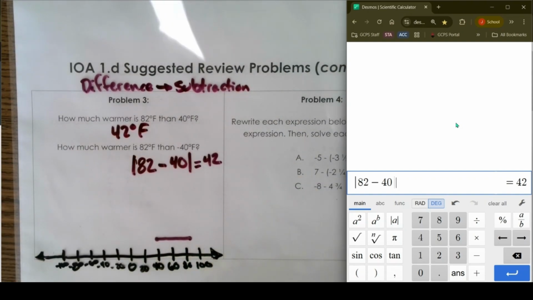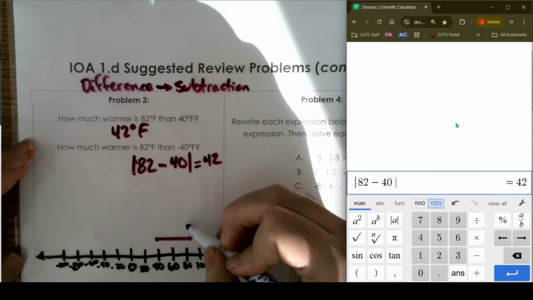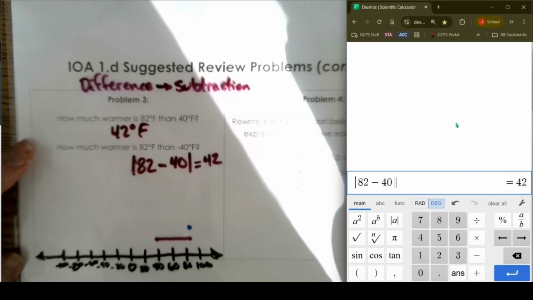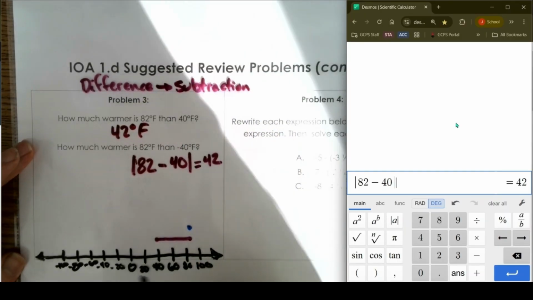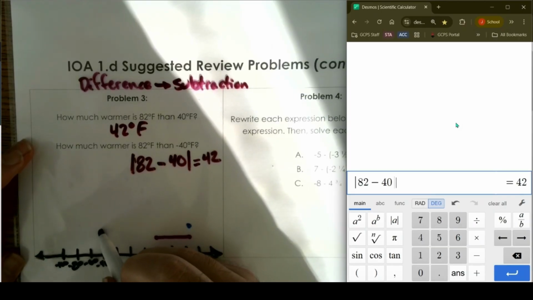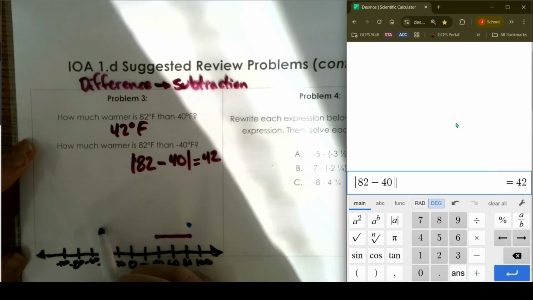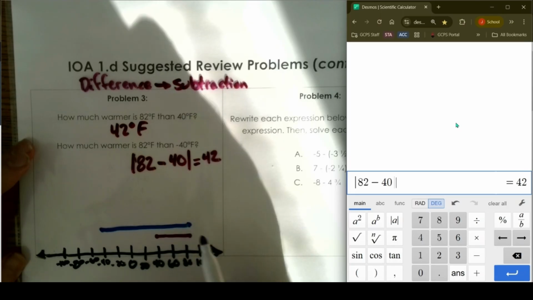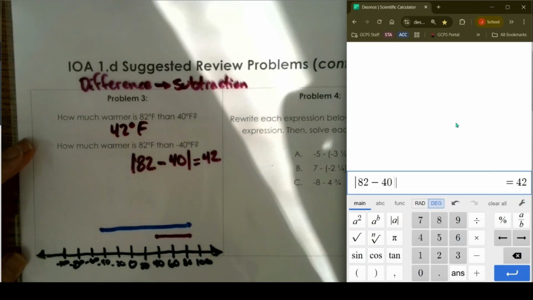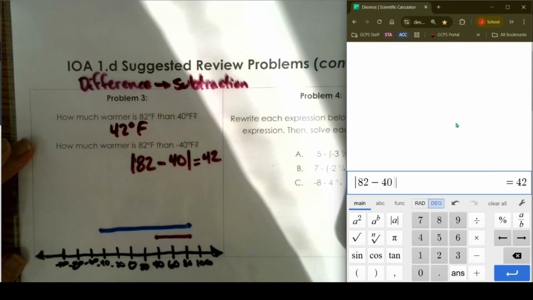Now the second question, how much warmer is 82 degrees Fahrenheit than negative 40? All right, well, this is going to be slightly different, but the same process. So we have, again, we're starting at 82 degrees, but this time we're looking at negative 40. So negative 40 is all the way down here. That's going to be the distance between those two. You can see that's much bigger than 42.